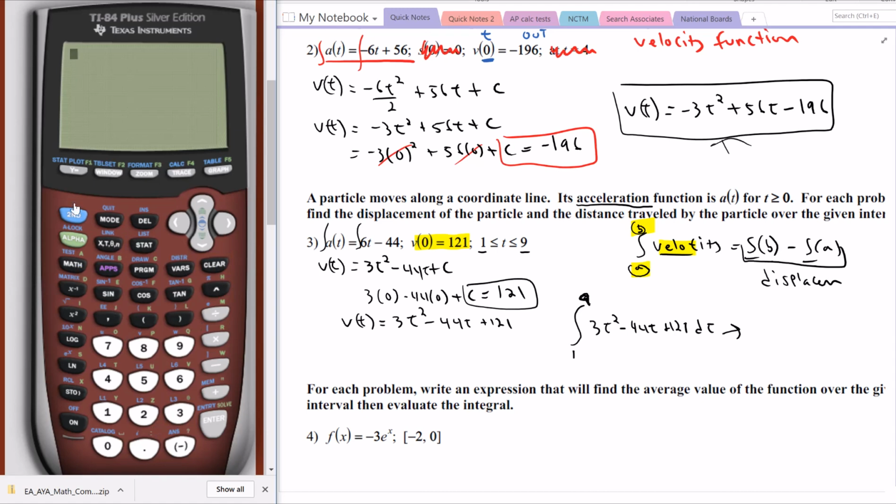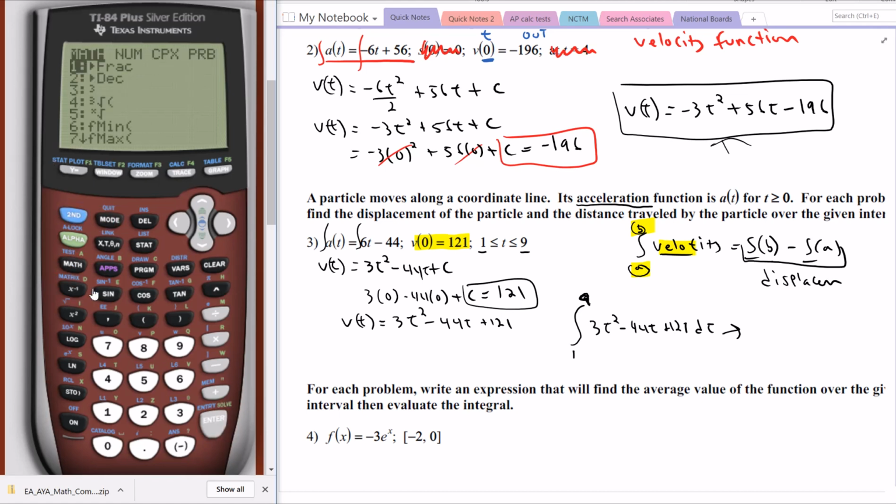Oh gosh. I'm gonna have to put this in again. So I'm gonna put the function under y1 just so I don't have to type it again at some other point, right? So 3x squared minus 44x plus 121. I'm gonna put that there, and then I'm gonna go ahead and exit this screen.